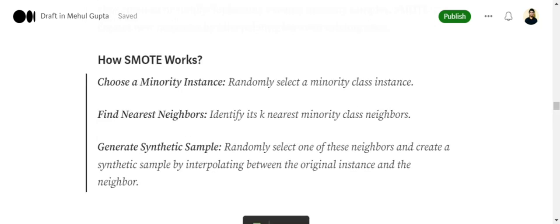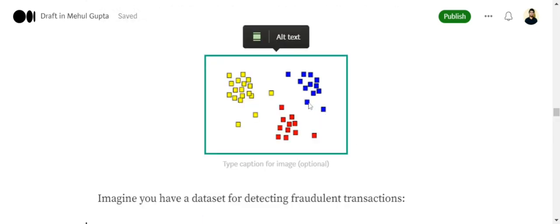So we are picking the k nearest minority class samples and then generating synthetic samples. We randomly select one of the neighbors and create a synthetic sample by interpolating between the original instance and the neighbor. Assume that this is the sample that we picked. We picked its k = 3 nearest neighbors, and out of those I have randomly picked this particular point. Now, how would we generate a new sample? If we form a line between these 2 points, any point falling onto this line we would consider a synthetic sample generated.